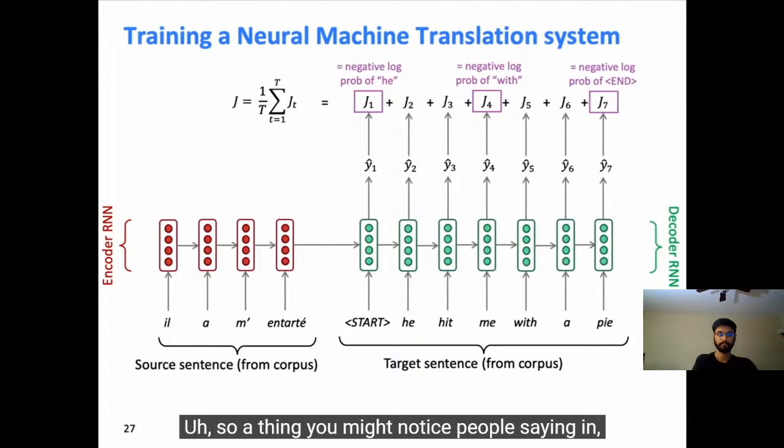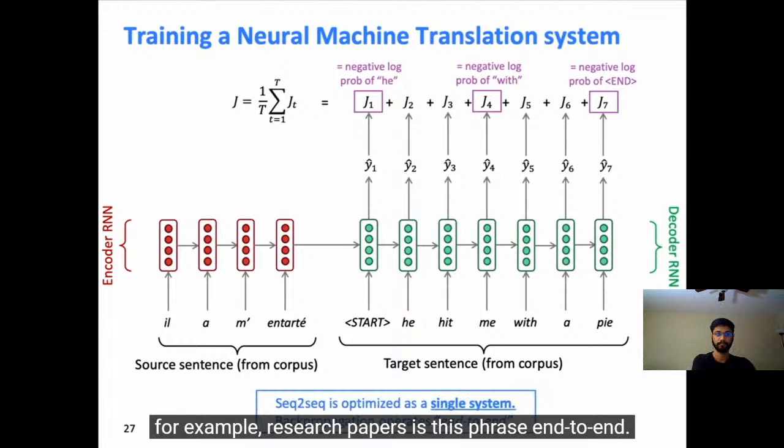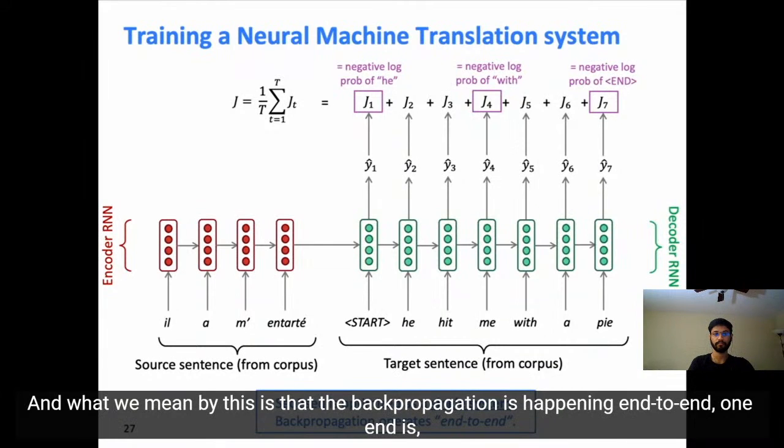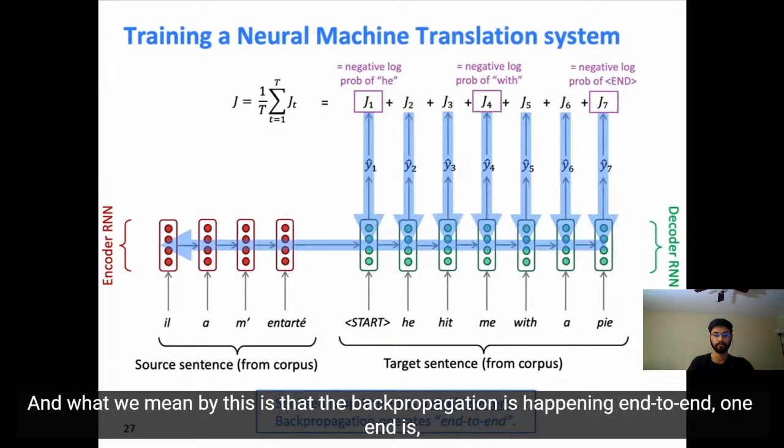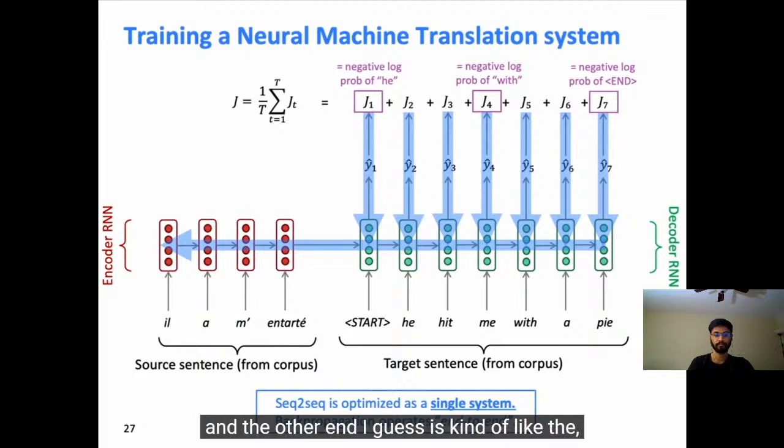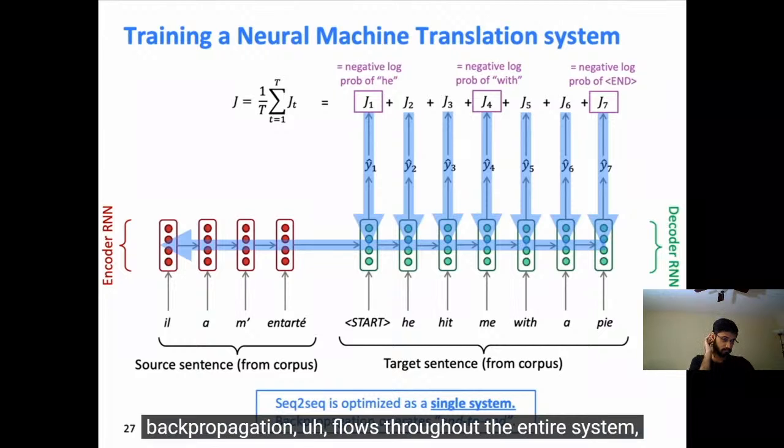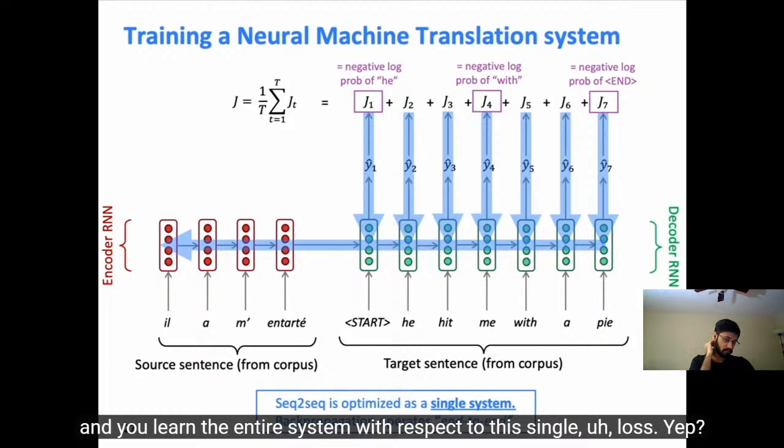A thing you might notice people saying in, for example, research papers is this phrase end to end. This is an example of learning a system end to end. What we mean by this is that the backpropagation is happening end to end. One end is the loss functions, and the other end is the beginning of the encoder RNN. The point is that backpropagation flows throughout the entire system, and you learn the entire system with respect to this single loss.